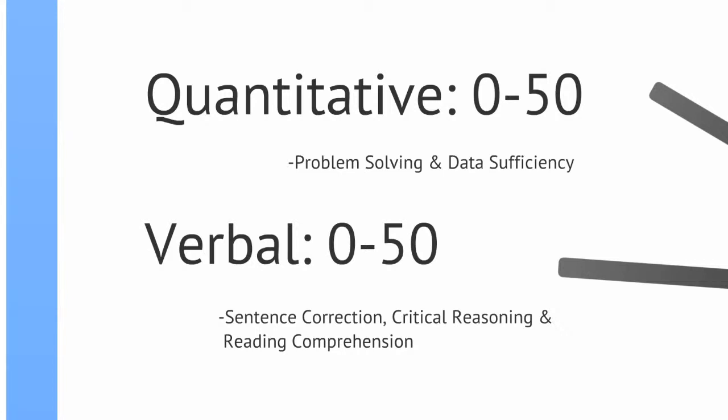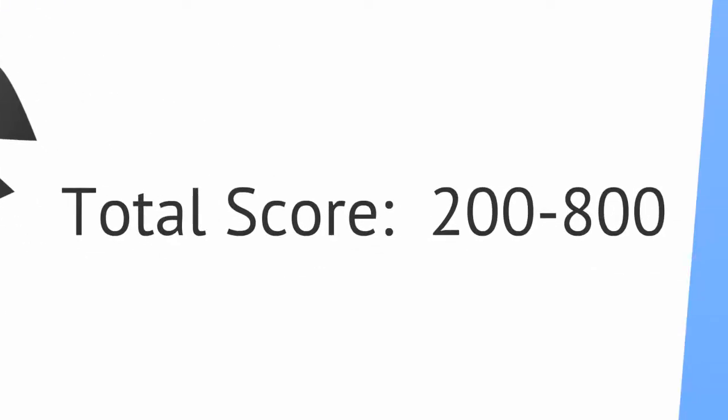You correct the grammatical errors in the sentences. The critical reasoning is where you are required to analyze an argument quickly and identify the specific portions or pieces of it. And the reading comprehension is likewise self-explanatory. Nevertheless, these 2 sections combine to give a total score between 200 and 800 points.